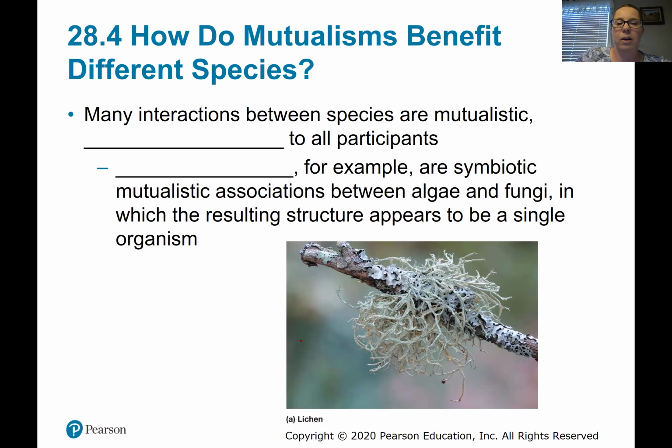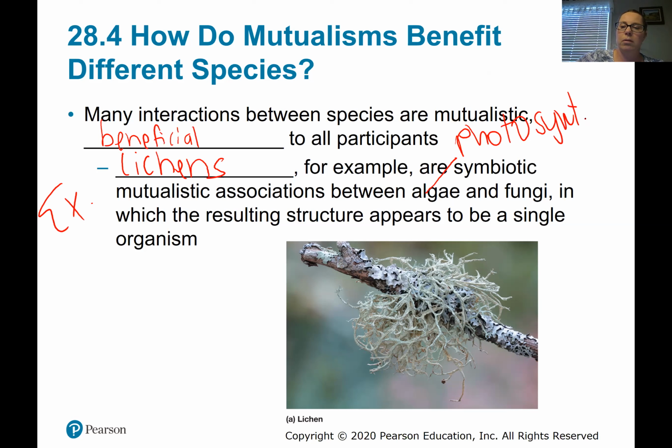Next unit talks about mutualistic relationships. And remember, mutualistic relationships are beneficial to all of the participants. And an example of that is going to be the lichens. Okay, and we've talked about those before back when we talked about fungi. It's between a photosynthetic alga, which is a protist, or photosynthetic bacteria, and the fungi.